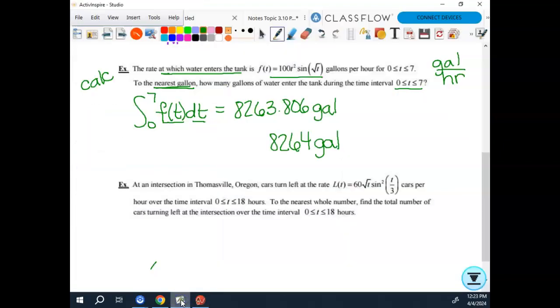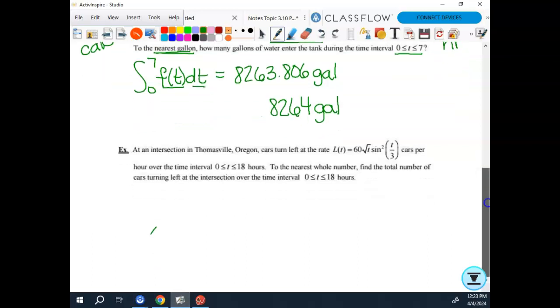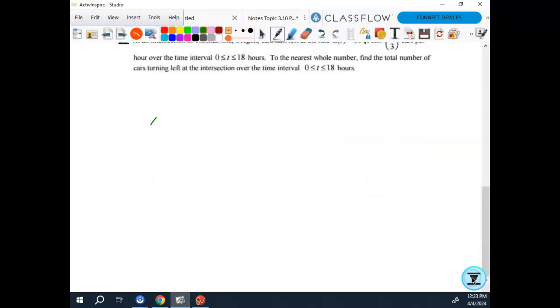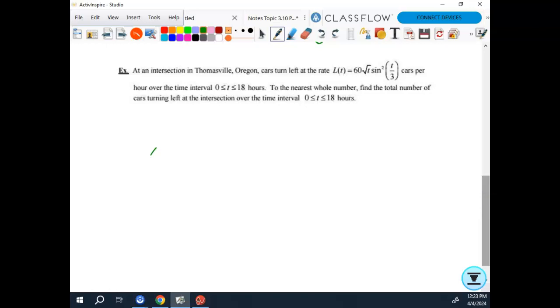Let's see what we need to put in here and what's happening here. At an intersection in Thomasville, Oregon, cars turn left at this rate of cars per hour over this time interval. To the nearest whole number, find the total number of cars turning left at the intersection over this time interval. So I want you to write everything that needs to be written and type in everything that needs to be typed. I'm just going to let you do this whole thing on your own, and we can also write down what needs to be there.